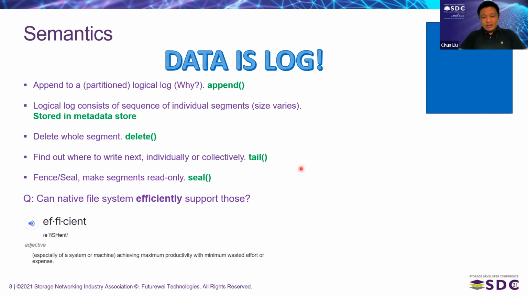Before we move further, let's think about what is supporting those logs on individual nodes. It's a native file system. Let me ask you this question: can a native file system efficiently support those? Definitely they can support. It's working on native file systems now. But the keyword here is efficient, defined as achieving maximum productivity with minimum wasted effort or expense. Let's find out if native file systems are up to the task.